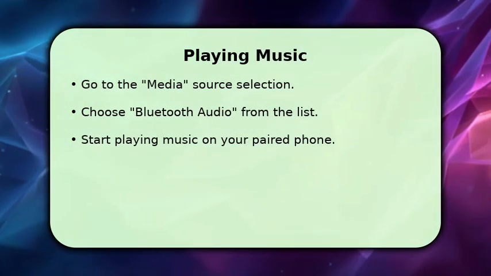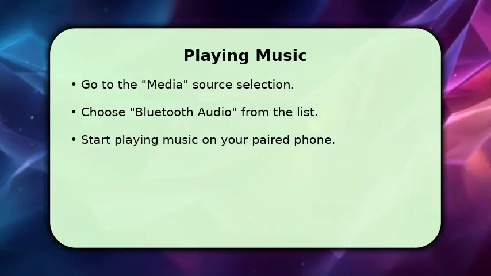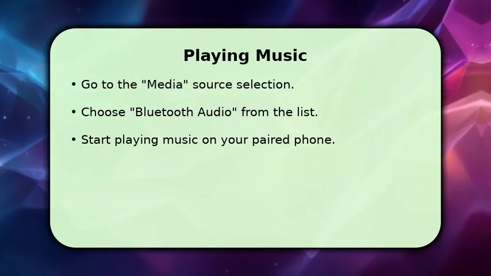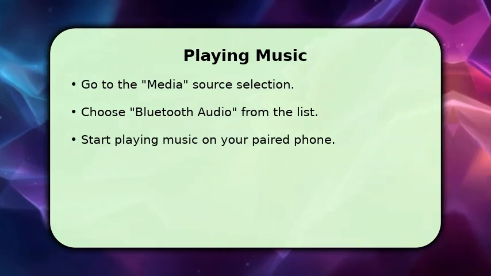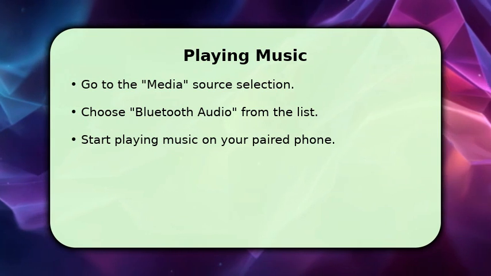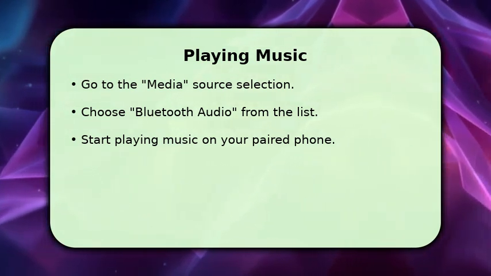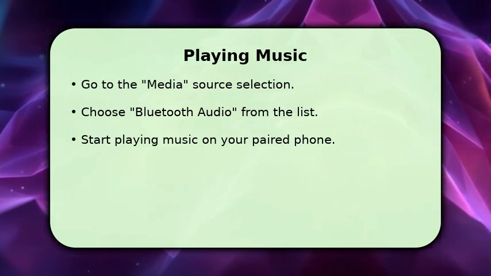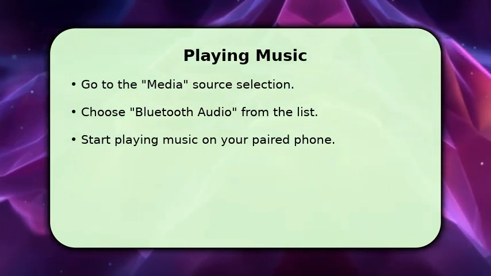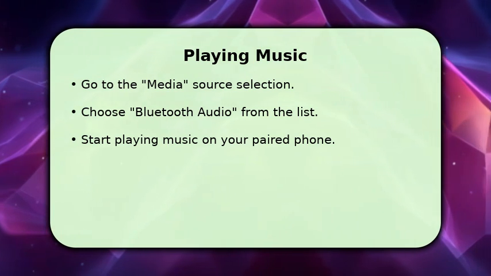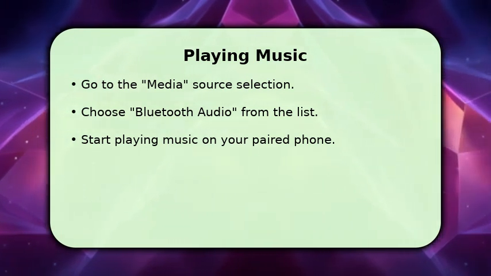To play music, navigate to the media section in your Audi's MMI. From the source options, select Bluetooth Audio. Now, simply start playing music from your favorite app on your paired phone. You can control tracks and volume directly through the MMI controls or conveniently using the buttons on your steering wheel.